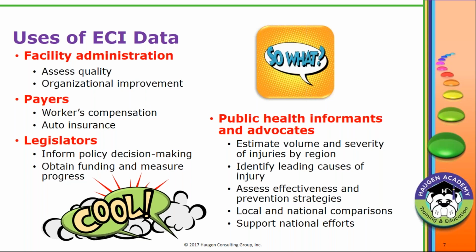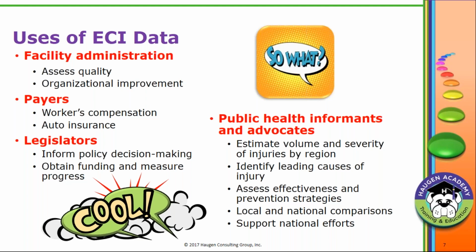Anyway, in case you're wondering where your data goes, this is what your external cause of injury data is being used for. First of all, your facility administration may be looking at it to assess quality as well as organizational improvement. They may be particularly interested in any place of occurrence codes that are within the hospital, with a POA indicator of N, indicating that that was not a condition that was present on admission.